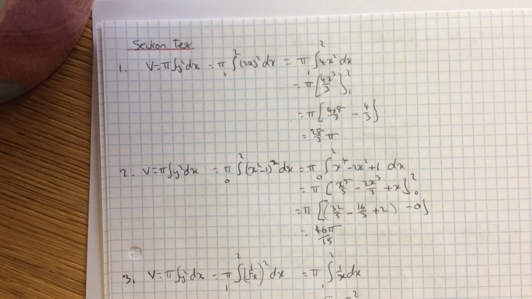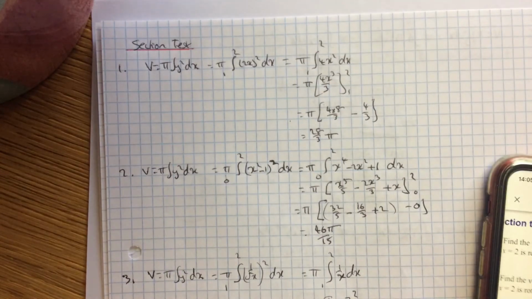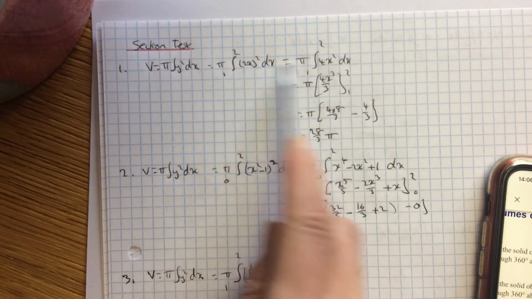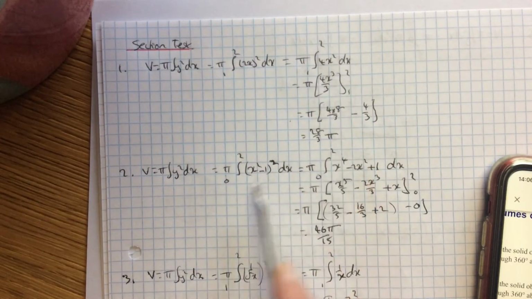Okay, having a wee look at the section test here. The first question, just straightforward enough. Just make sure you square your 2 there. Integrate, sub your numbers in.